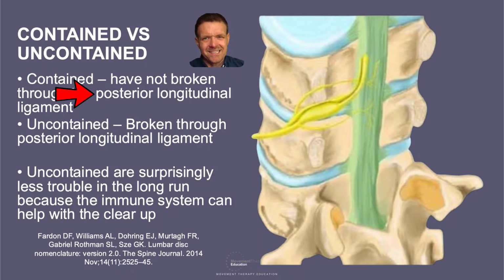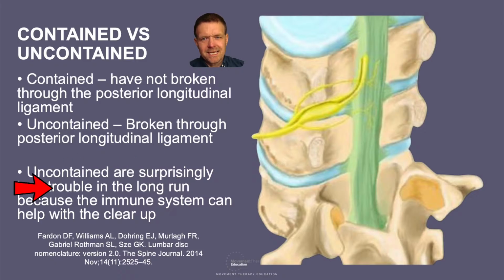So we've got contained. A contained herniation is one that has not broken through the posterior longitudinal ligament. So it's kept behind the ligamentous structure, so it's kind of protected the cord behind it. If it's uncontained, then it has actually broken through.